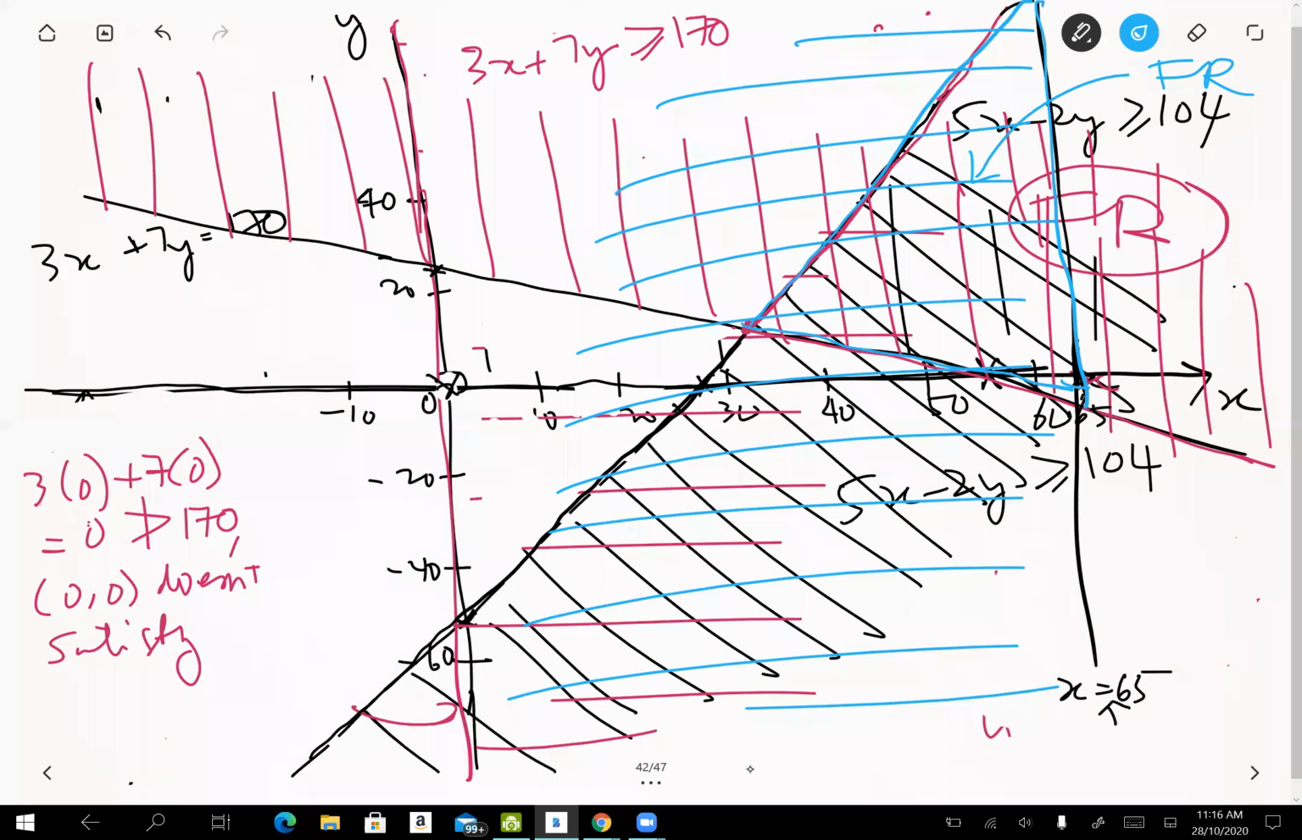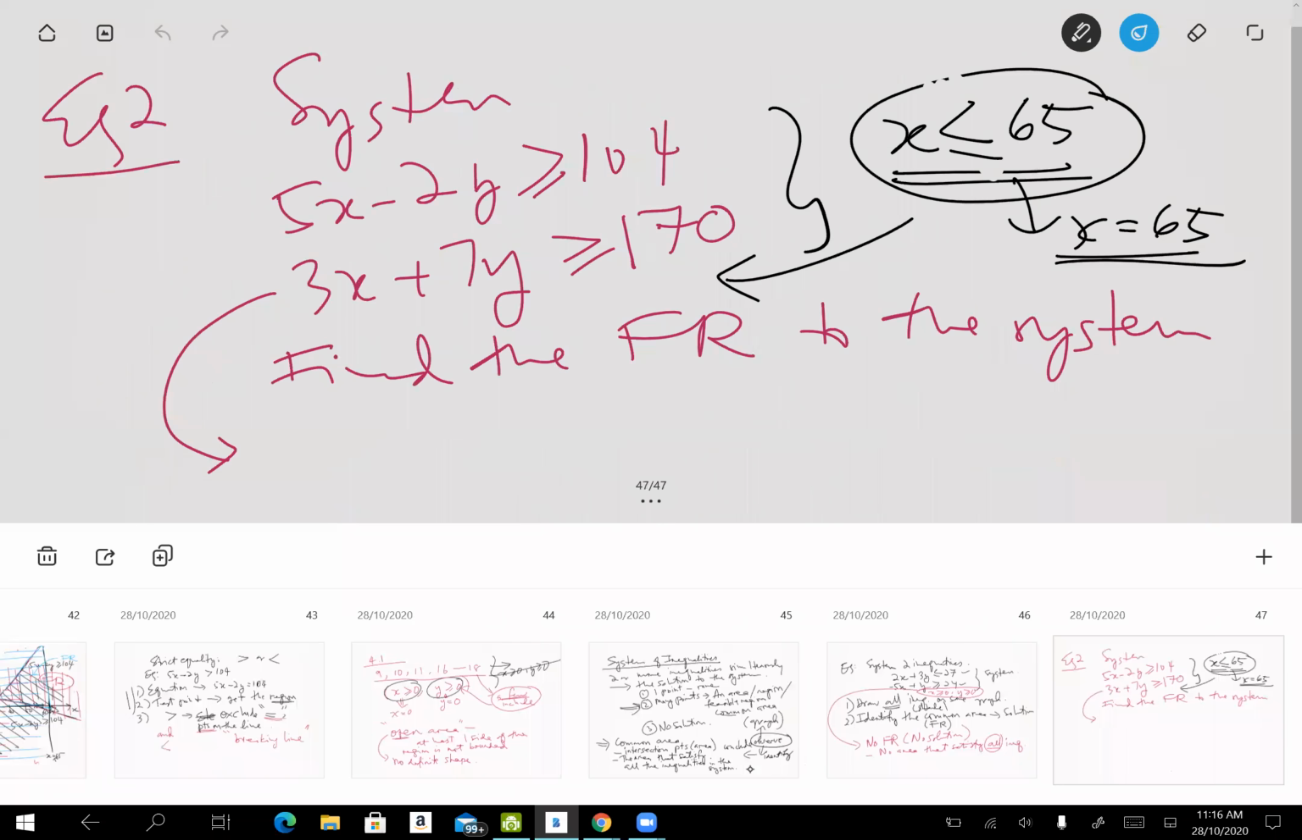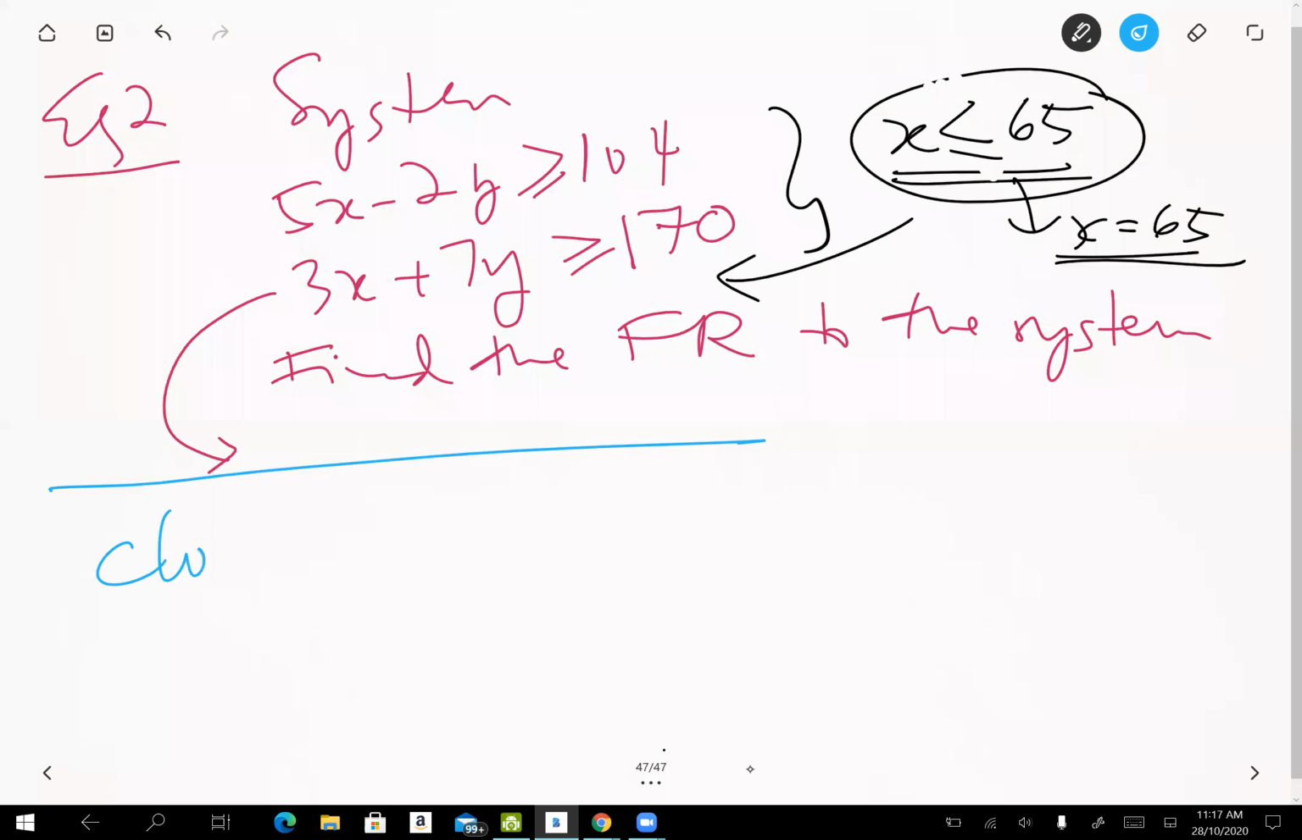I just want to demonstrate the difference between unbounded and bounded, open and closed. Bounded or closed means it is bounded at all sides. So you have a proper shape. It can be a rectangle, a triangle, or shaped like a hexagon. So that is the difference between closed and open. You have a closed area, a closed feasible region.